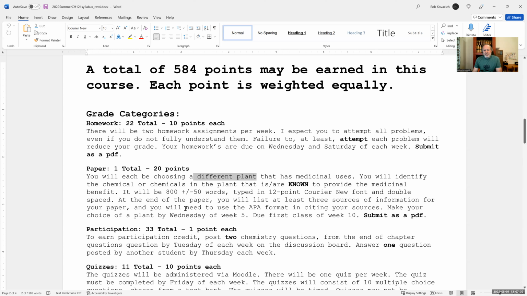This paper needs to be 800 plus or minus 50 words and needs to be in 12-point Courier New font. So this Courier New font is very important to chemistry. The reason it is important is because it's a serif font, which means every single letter, number, character has some flourishes to it. Like you can see this 1 right here doesn't look like a 1 that would be in, say, Arial, the font Arial.